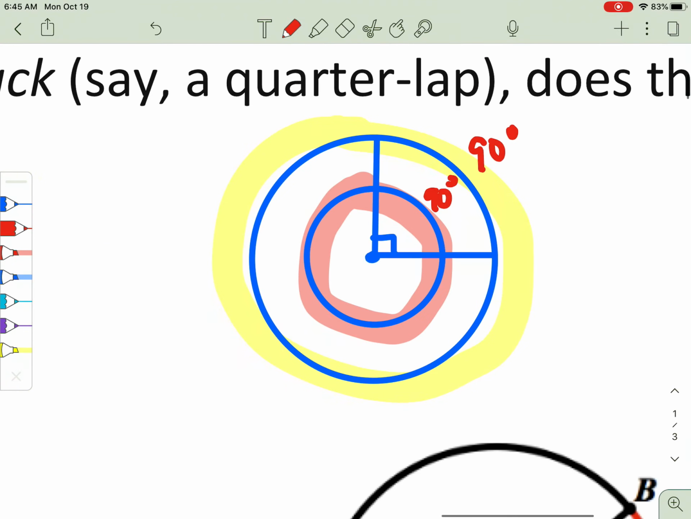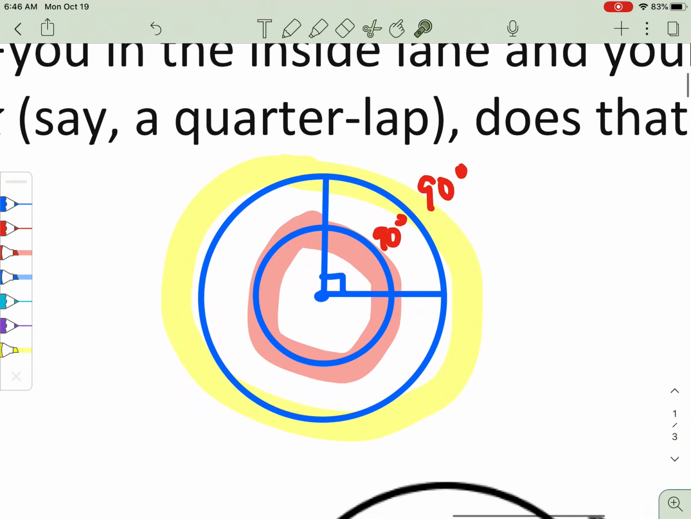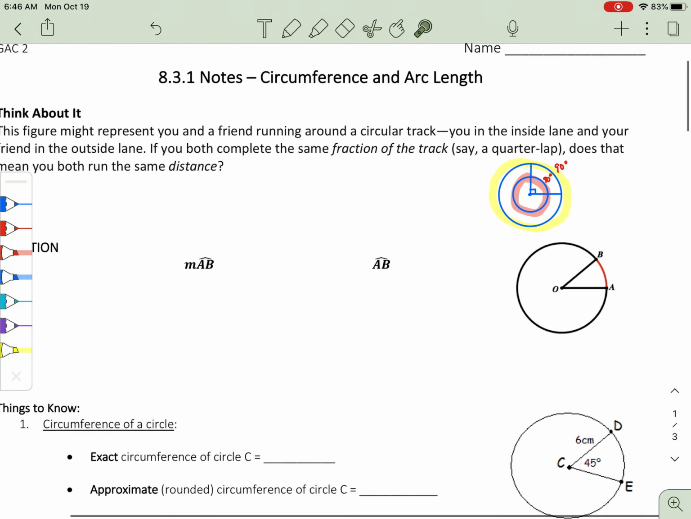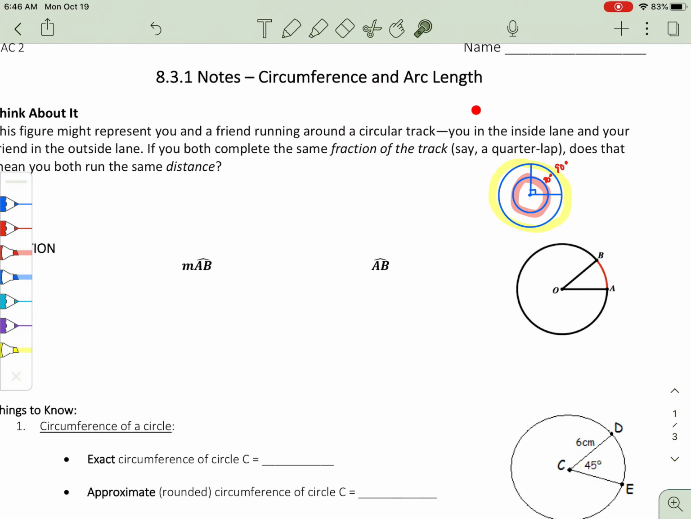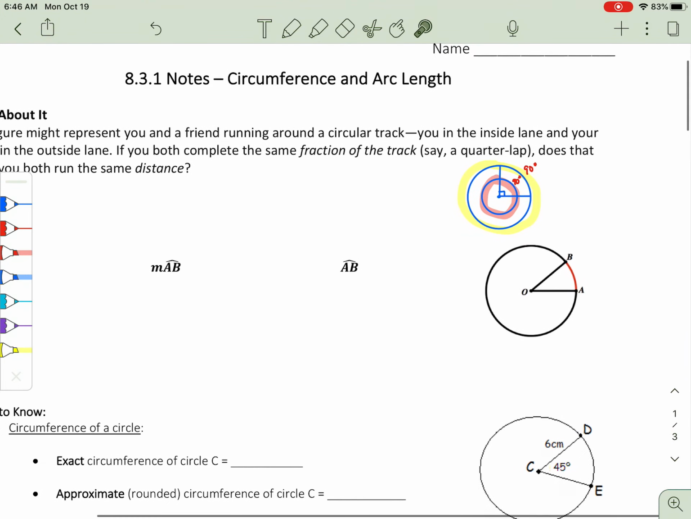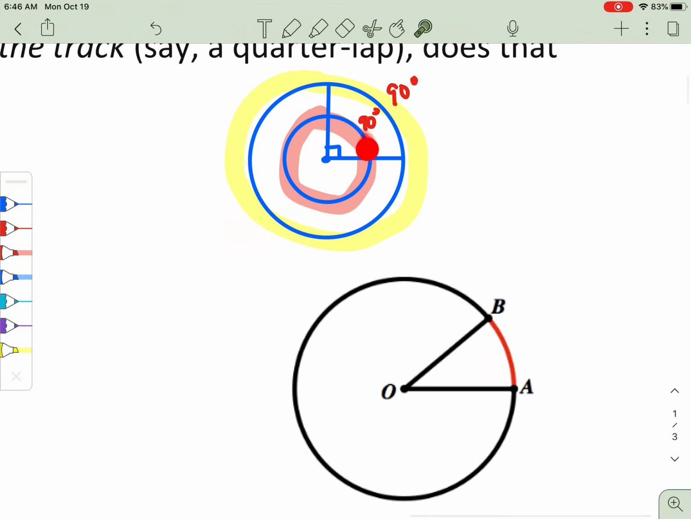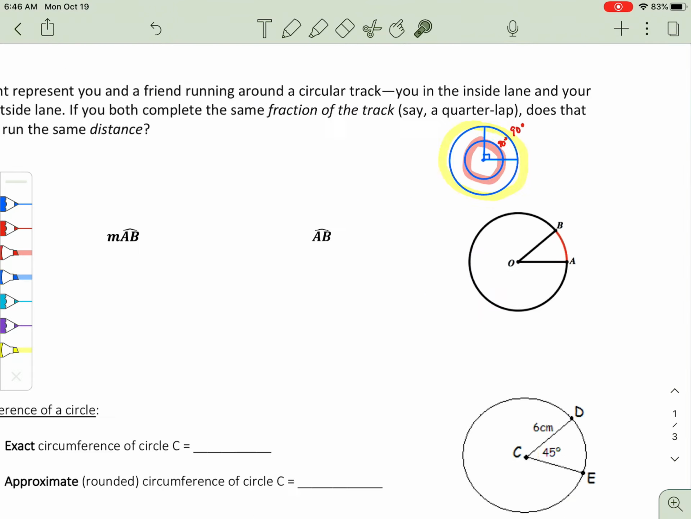Well, no. Remember, if you've ever run on a track, you know that the inside lane is a lot shorter, it's a lot faster than the outside lane. So that's where this comes into play with the circumference and arc length, being able to figure out, okay, it might be 90-degree measure, but what's the actual length of this little distance that they're going to run?